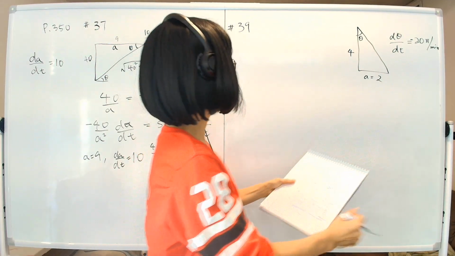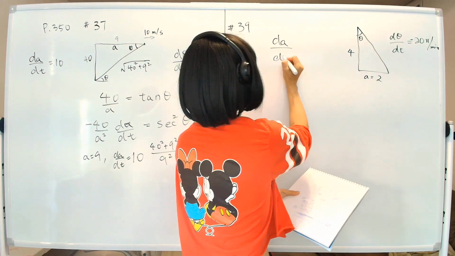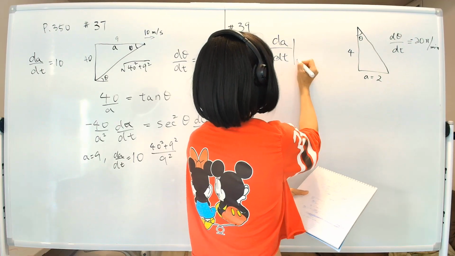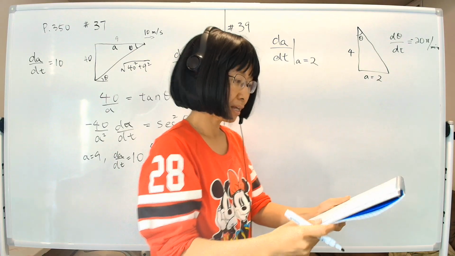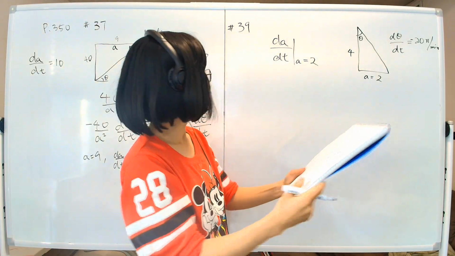And so we are looking for dA by dt. We always figure out what we are looking for. dA by dt, where A equals 2. All right, so far so good. We're in problem 39.